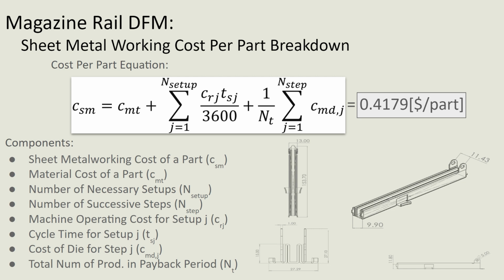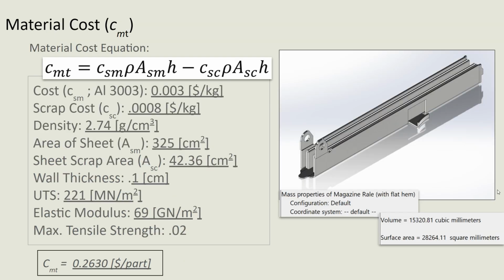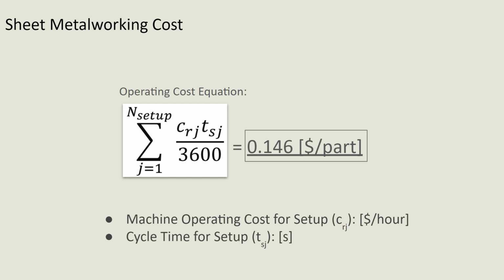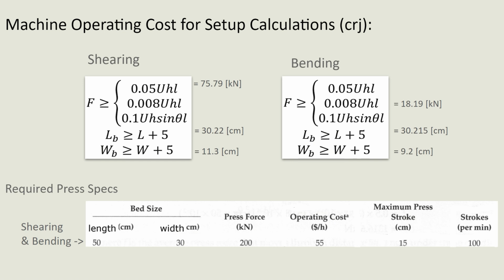DfM. So first we start with the cost per part, which was 41 cents, which was based on the material, operation of machinery, and tooling machinery. And then moving on, we have the material cost, which was only 26 cents. And then the sheet metal work cost was around 15 cents, the operating cost.